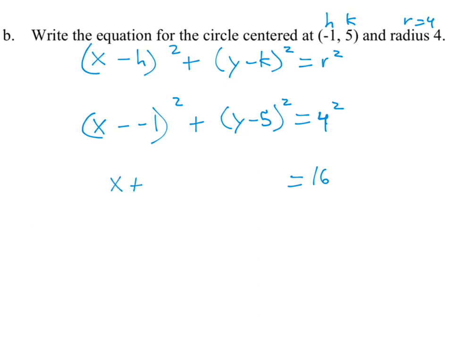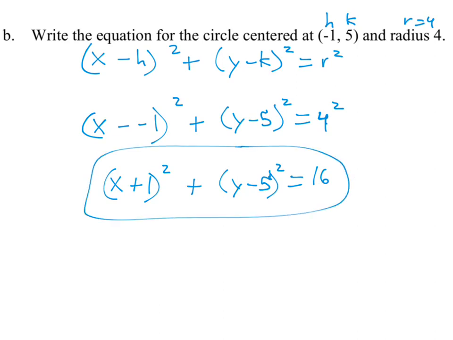We got (x plus 1) squared, and then we got (y minus 5) squared. Better looking 5, sort of. Oh, let's put the curl back on there. You got this.